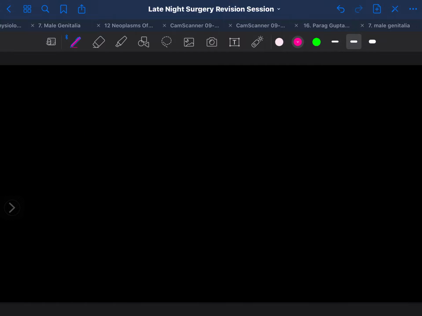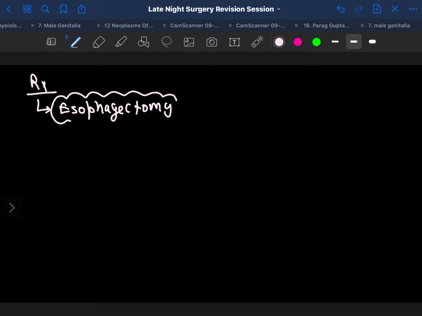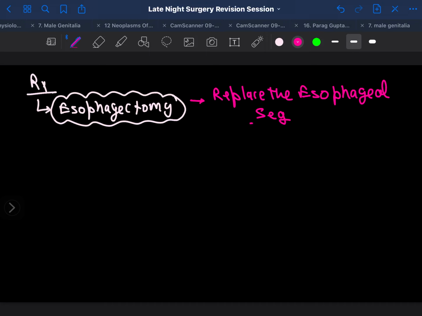Once you have diagnosed that this is a patient suffering from carcinoma esophagus, now what you need to do is go in for a surgery. So, how will you manage this patient? Obviously, you have to go in for an esophagectomy, and once you go in for an esophagectomy, you need to replace the esophageal segment with something. Whatever we use to replace this esophageal segment is what is called a conduit.